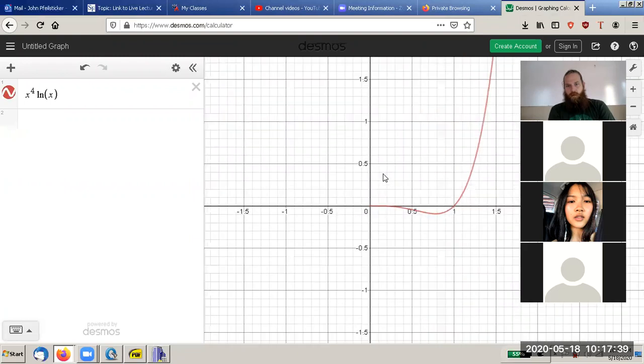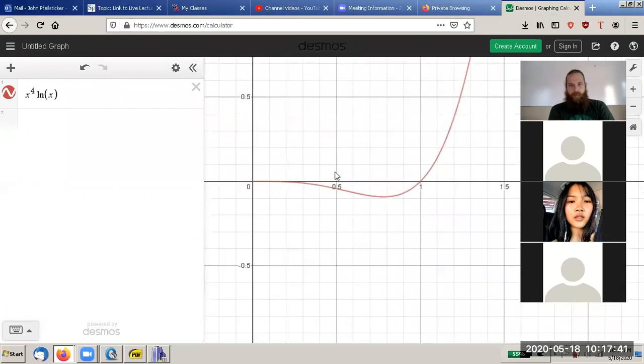So what's going on in here? The natural log wants to go down to negative infinity. He wants this graph to explode way down here. But the x to the 4 term wants to go to 0. And he's stronger than this. X to the 4 wants to go to 0 more than ln x wants to go to negative infinity. Does that make sense?